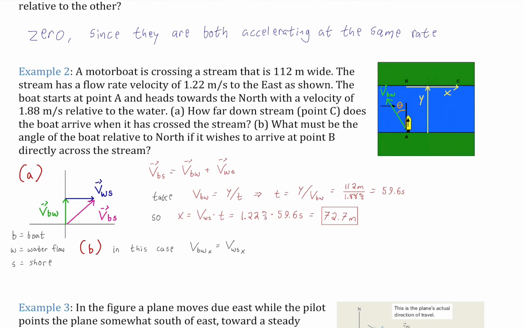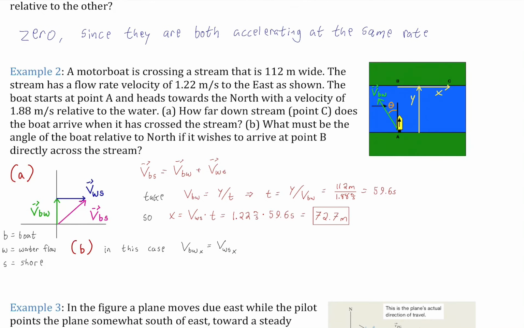Well, we consider components. I'm going to consider the streamwise component V_BWx. In magnitude, that component of the boat relative to the water velocity has to be equal to the streamwise component of the water relative to the shore, V_WSx. Well, that's just the full V_WS, because the water is entirely flowing in the x direction. So then it just becomes V_BW sine theta, because it is the side of the triangle opposite the angle we're looking at.